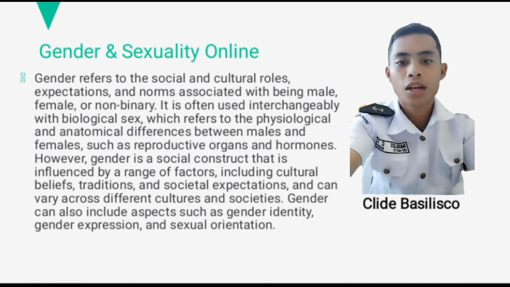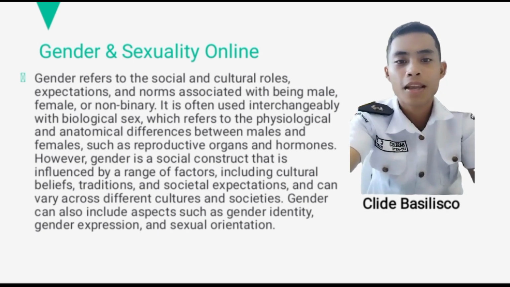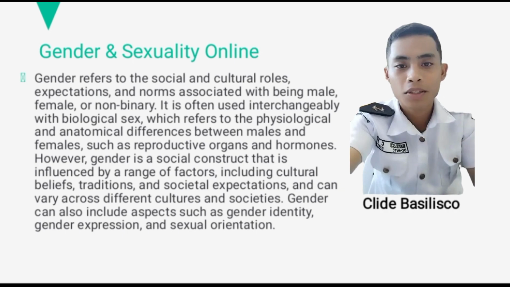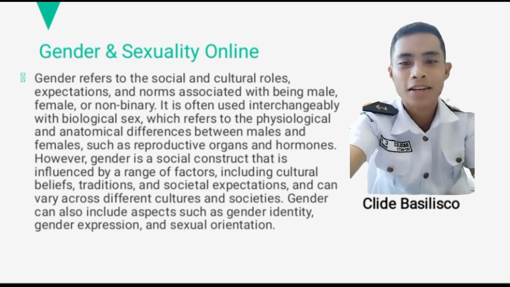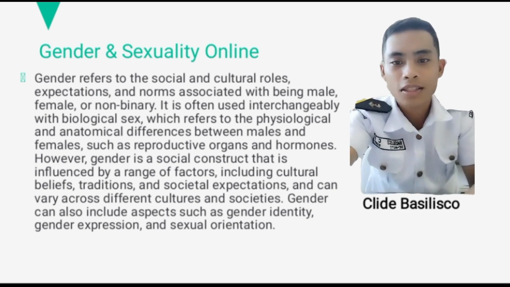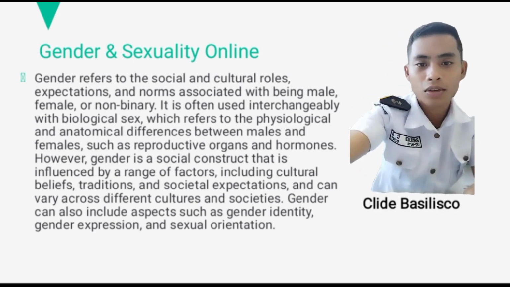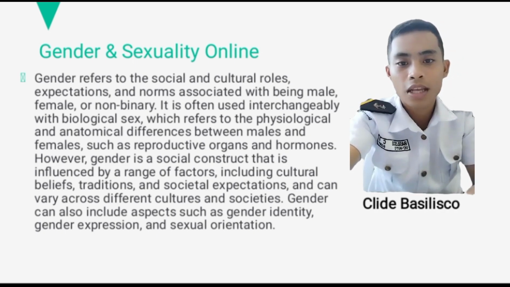Gender is referred to as the social and cultural roles, expectations, and norms associated with being male, female, or non-binary. It is often used interchangeably with biological sex, which refers to the physiological and anatomical differences between males and females, such as reproductive organs or hormones. However, gender is a social construct that is influenced by a range of factors including cultural beliefs, traditions, and social expectations, and can vary across different cultures and societies.